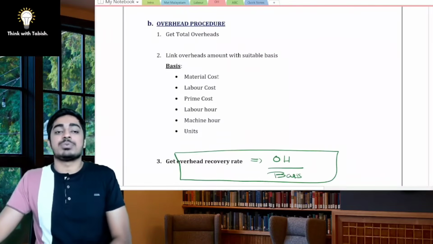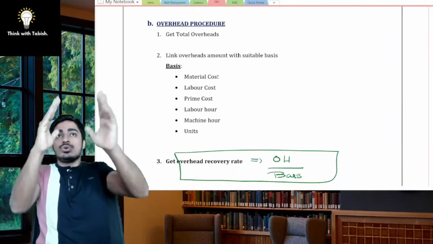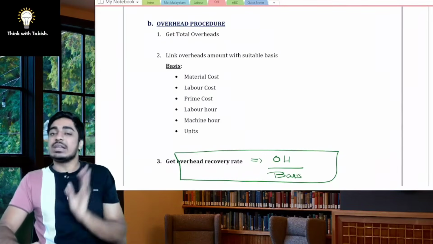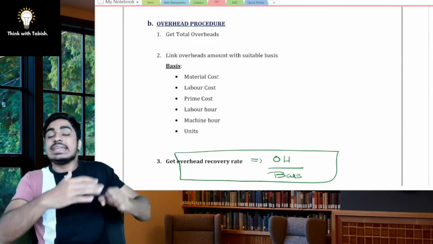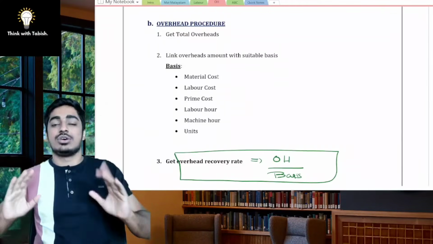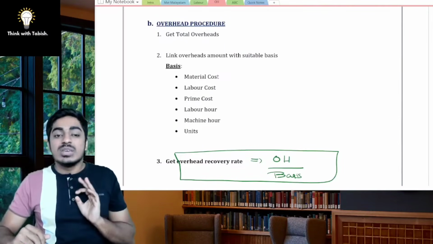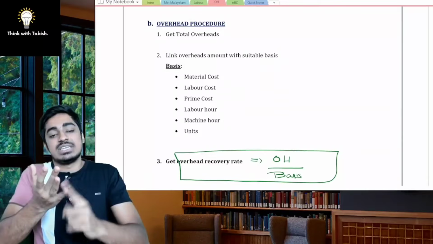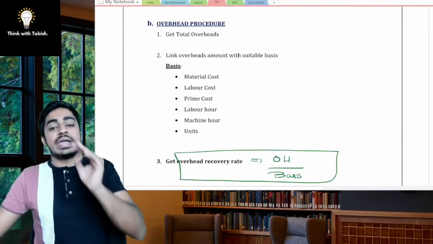Then we have discussed what is the procedure of distributing overheads. First, we estimate what my total overheads would be. Say I've estimated my total overheads for the upcoming period would be 10 crore. Now I don't know how much it will be for one unit, but what I can do is link it with a certain basis so that as and when this basis increases, my overhead cost increases. So I get the total overhead, and I link the overhead with a suitable basis. What all could the basis be? Basis could be material cost, labor cost, prime cost, labor hours, machine hours, units.